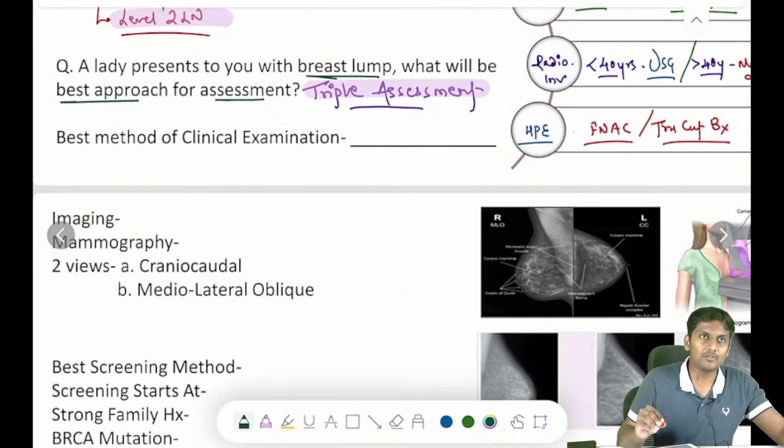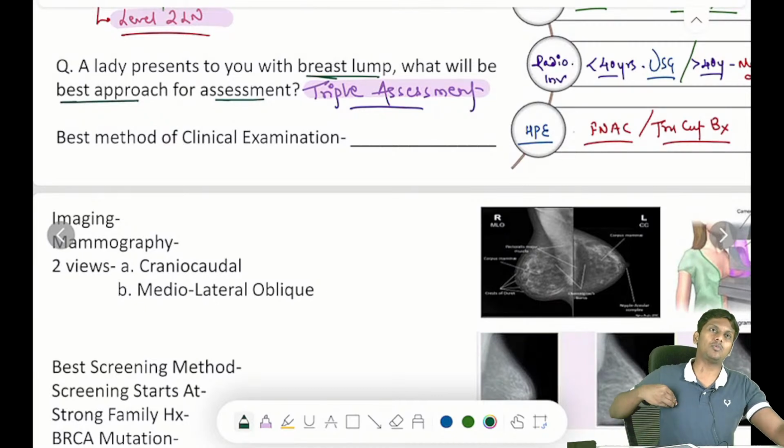But the best method for examination of a breast lump is neither horizontal strike nor vertical strike. It is what? Dial clock method. What do I mean by dial clock method? You will start palpating the breast lump from the center. You will hold the breast lump, start palpating it from the center, and then you will go outwards.